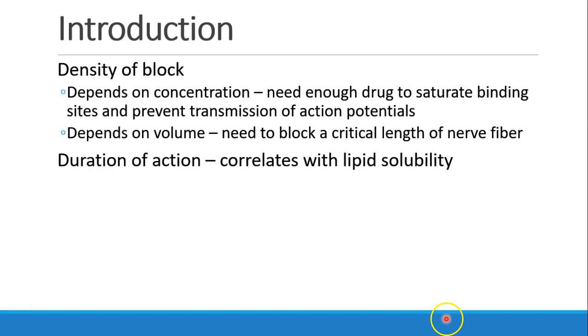The density of the blocker, how numb the patient gets, depends partially on the concentration, because we need enough drug to saturate these binding sites and block action potentials being transmitted. We also need enough volume that we've blocked a critical length of nerve fiber. So we can't just block one slice of fiber. We have to block a finite segment of nerve fiber. How long does the block last? This mostly has to do with the lipid solubility of the drug that's being discussed.